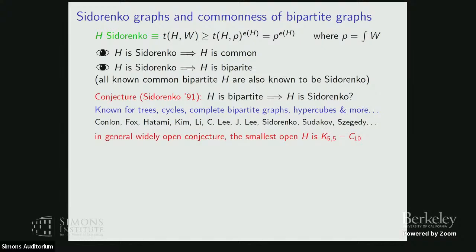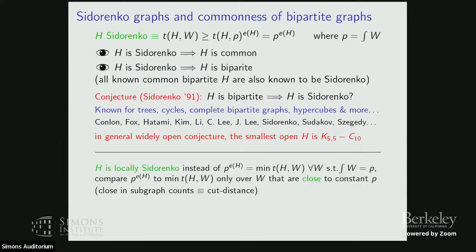But in general, it is still a widely open conjecture, and the smallest open graph H where we don't know is the Möbius ladder, or in other words, you take the complete bipartite graph with parts of size 5 and you remove a Hamilton cycle. So that's about Sidorenko's conjecture.